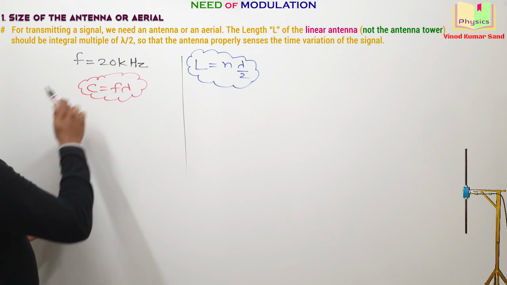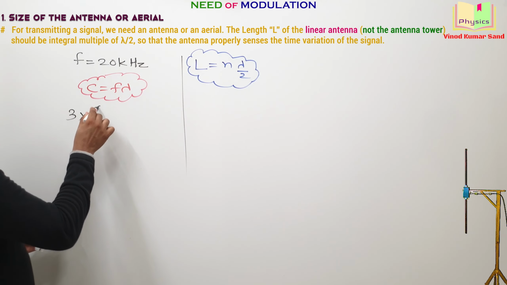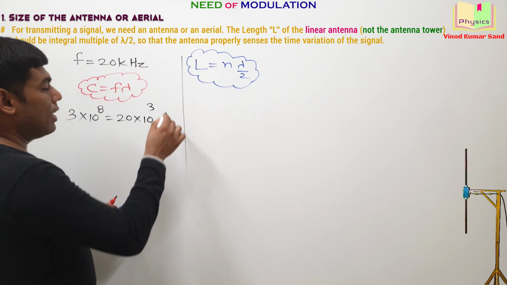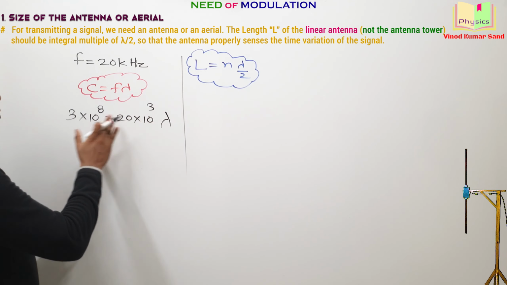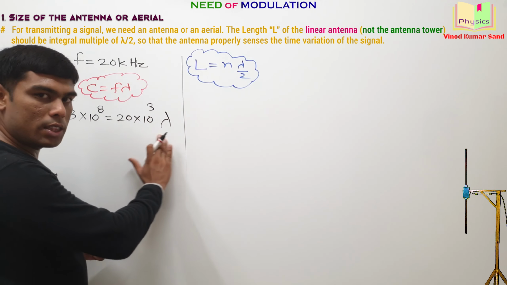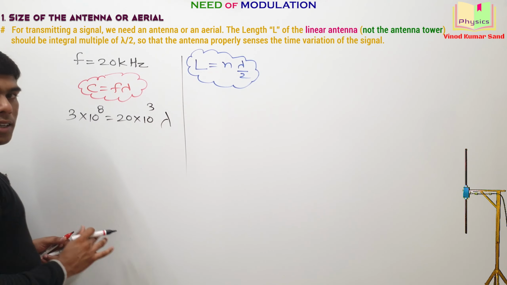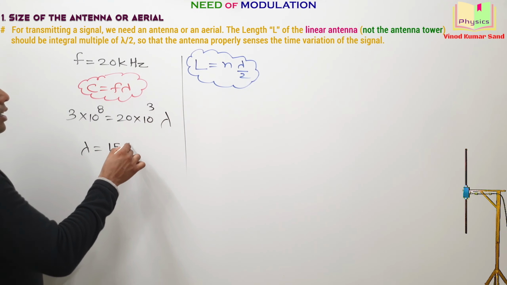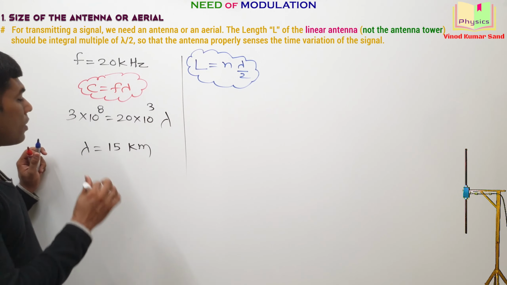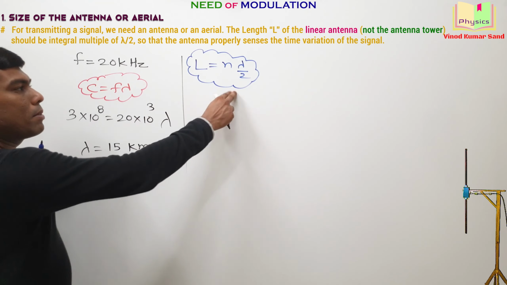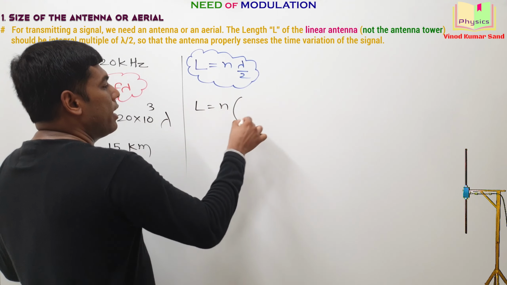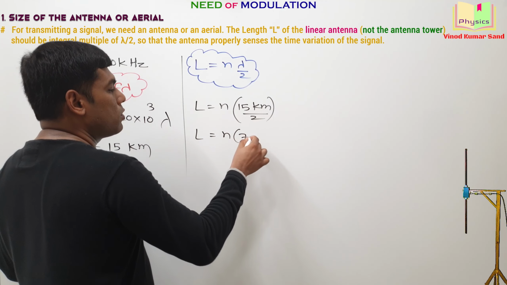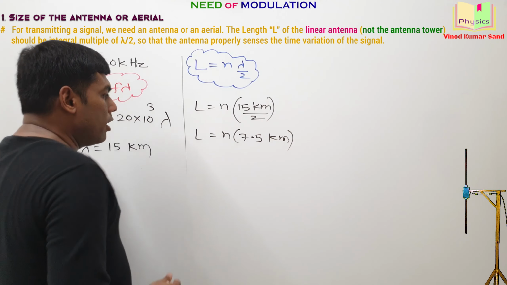We know all the values, so putting in the data here: 3 into 10 to power 8, frequency is 20 into 10 to power 3, and lambda is unknown. I am omitting the units here. We are working with the SI system in the entire question. The units I'll write at last. So lambda will come out to be 15 kilometers. Now, if you put this lambda here, the length of antenna will be n into 15 kilometers divided by 2, which is equal to n into 7.5 kilometers.